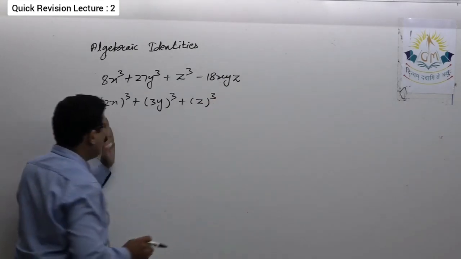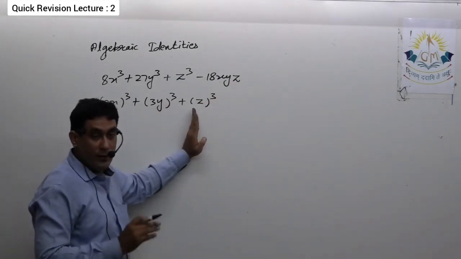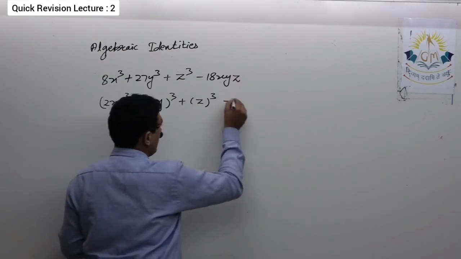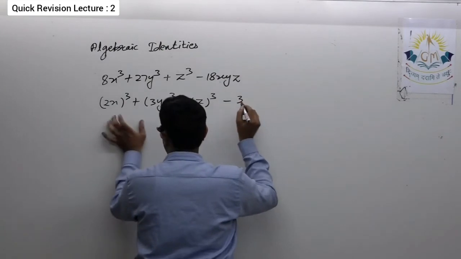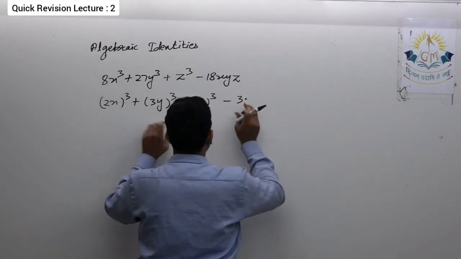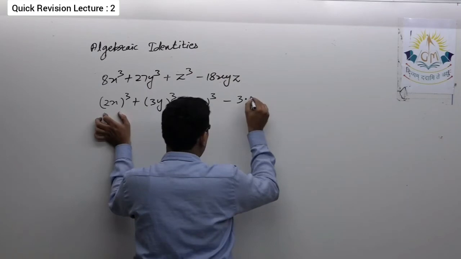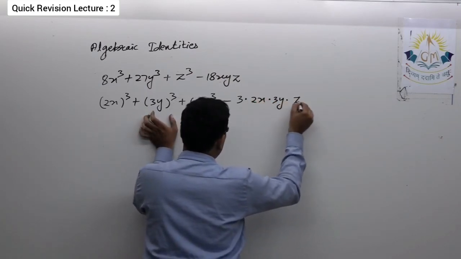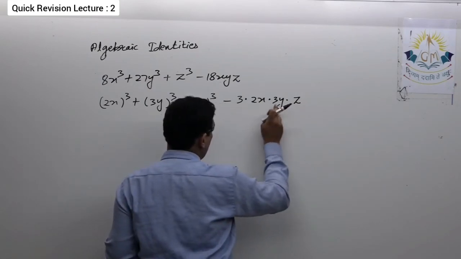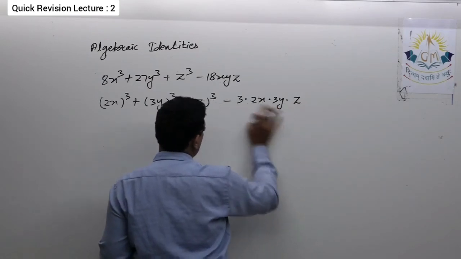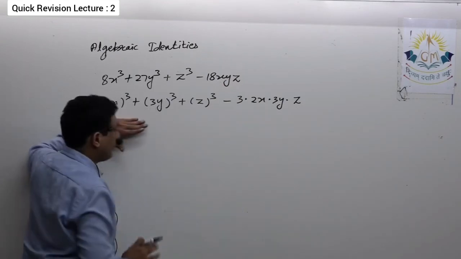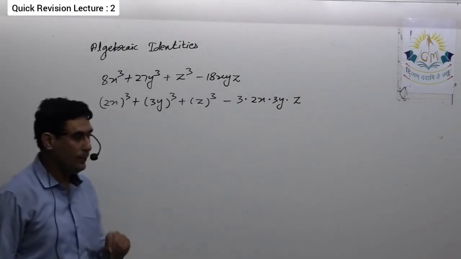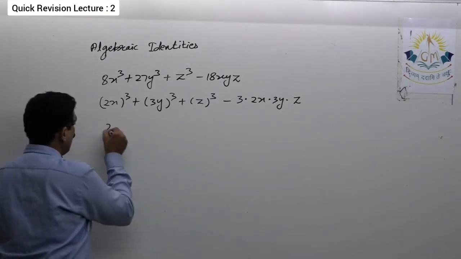So I have a cube plus b cube plus c cube. Now if I have minus 3abc, then it is easy to factorize. So let me check, is it possible to write these 3 terms in the form of minus 3abc? So I wrote minus 3, a I took as 2x, b I took as 3y, and c I took as z. Now on multiplication, yes, I am getting 18xyz. That means this exactly fits the identity of a cube plus b cube plus c cube minus 3abc.